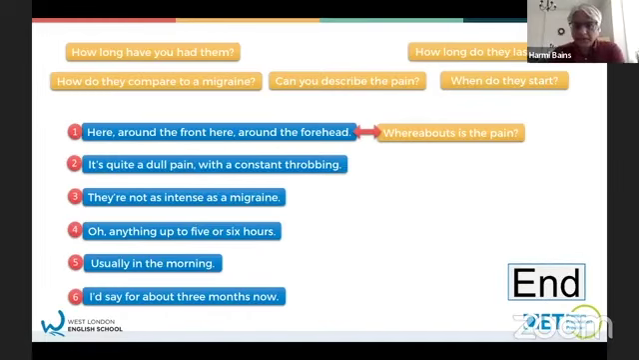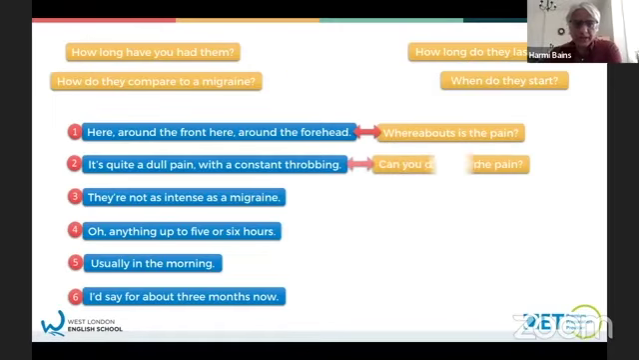Okay, the time is up. Yeah, some of them are tricky, and it's not as easy as you might have thought. But a lot of you had good answers. So if we check, then this was number 2. Can you describe the pain? It's quite a dull pain with a constant throbbing.